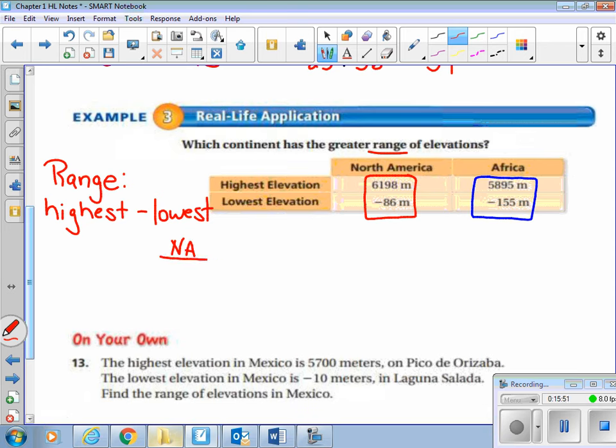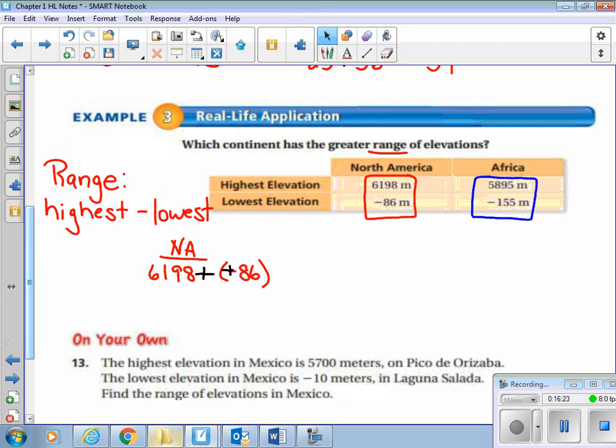North America, we're going to do 6,198 minus, because we're finding the range, negative 86. So since I am subtracting integers, I'm going to think to myself, keep change opposite. So 6,198 is my keep. I'm going to change from subtraction to addition. And the opposite of negative 86 becomes positive 86. Since my signs are the same, I can now add those two integers together and keep that positive sign, giving me positive 6,284 meters for my range.